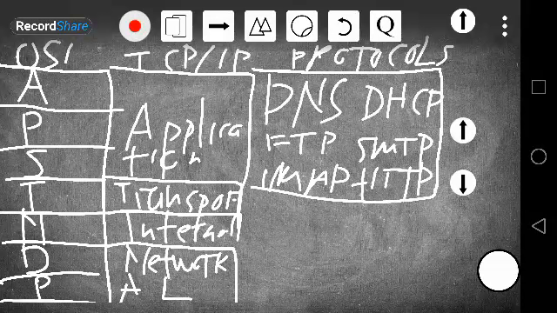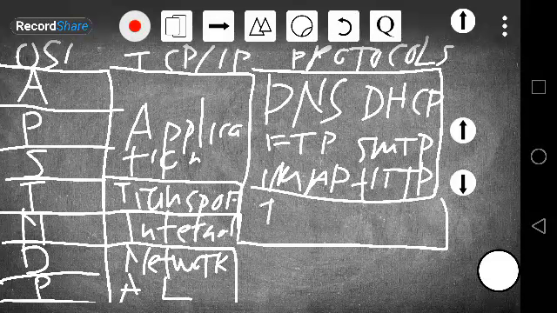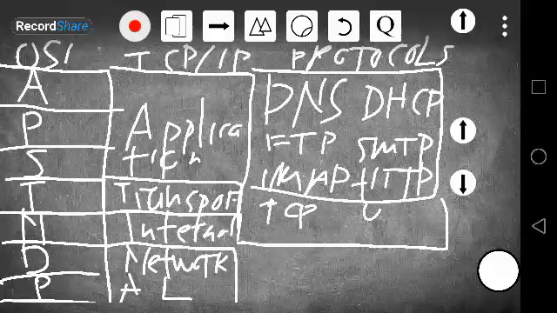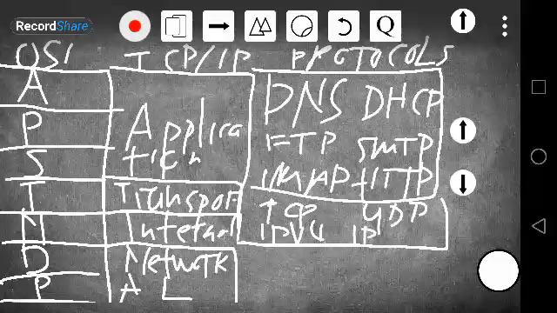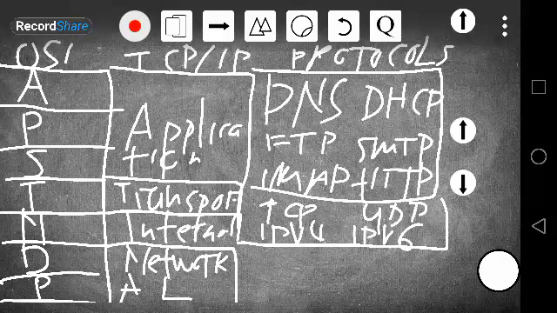Now, on the transport, we have the TCP and we have the UDP. And we have the IPv4 on the internet, IPv4, and we have the IPv6. So the TCP is the Transmission Control Protocol.